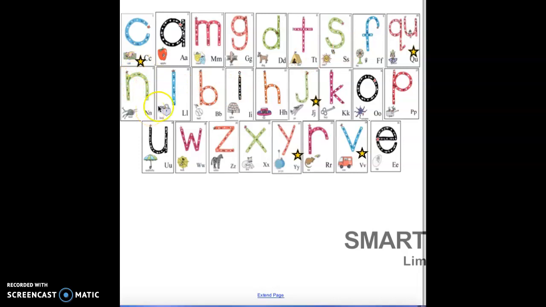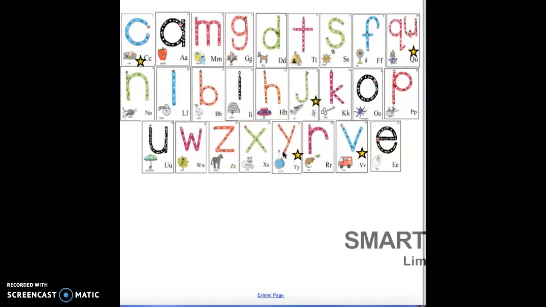N, nest, n. L, lock, l. B, ball, b. I, igloo, i. H, hat, h. J, jet, j. No English word ends in J. K, key, k. O, octopus, o. P, pot, p. U, umbrella, u. W, web, w. Z, zebra, z. X, fox, x. Y, yo, y.